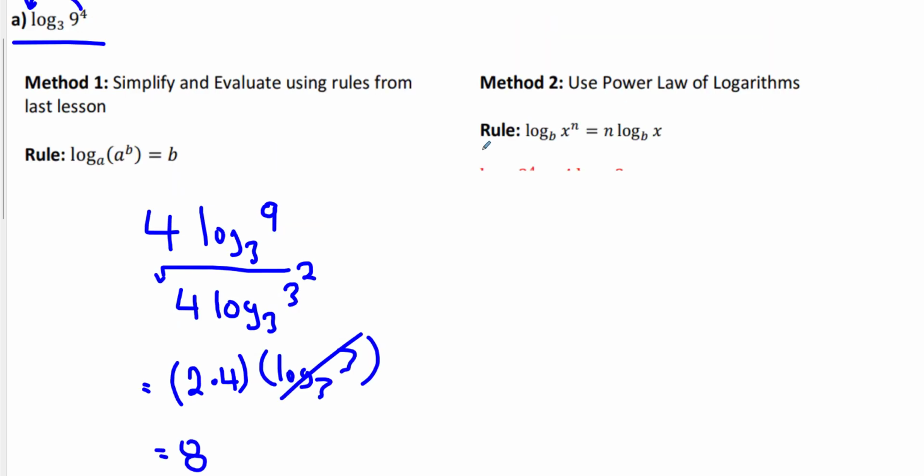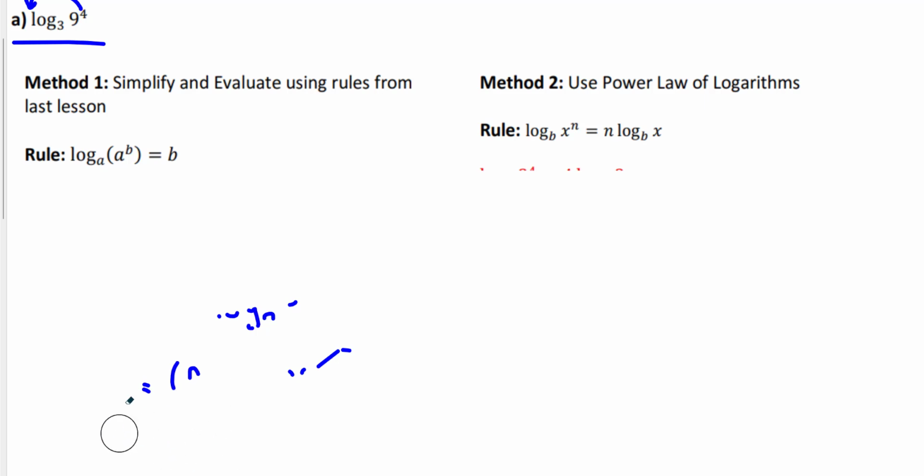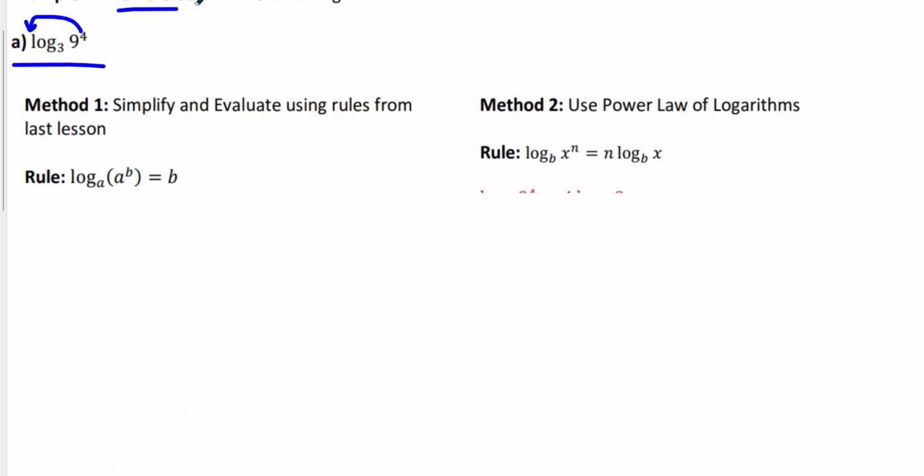So there's more than one method of doing this, right? So let's erase this. Let's do another method. Another method is to realize that log base 3, 9 is the same thing as 3 squared, right? And it's to the power of 4. So it's 3 squared to the power of 4.